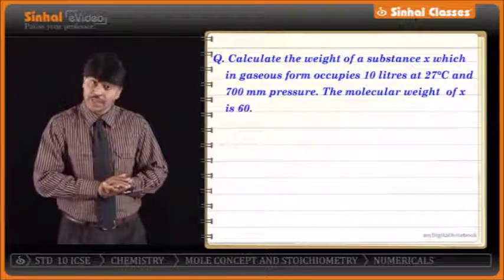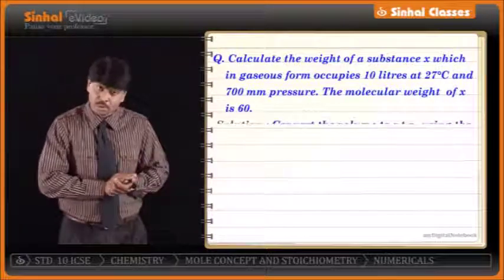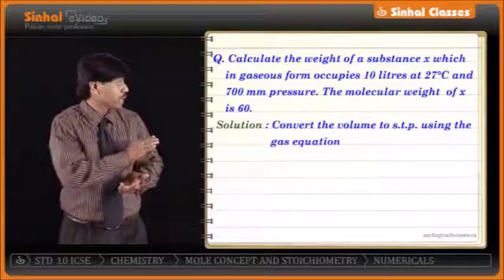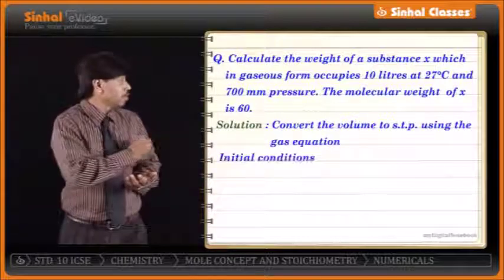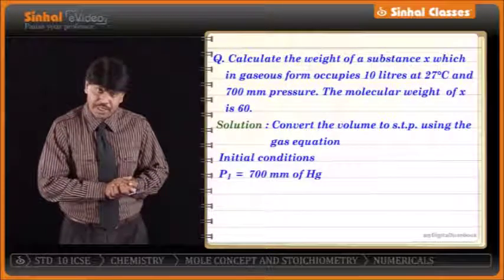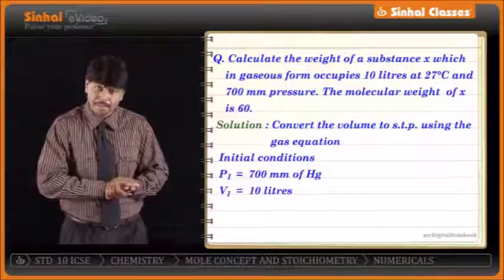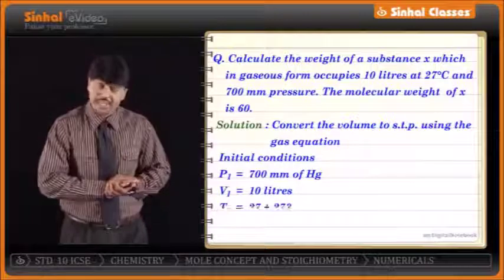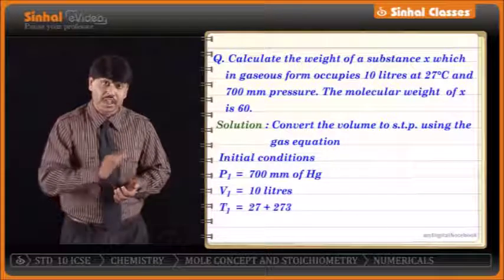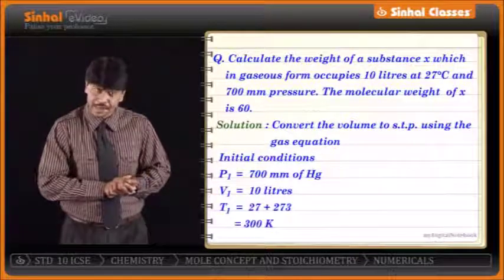Now, first and foremost thing, how to solve this numerical? Convert the volume to STP using the gas equation. Initial condition, P1, the pressure given to us is 700 mm of mercury. V1, volume, is 10 liters. Temperature was 27 degrees. Convert into Kelvin. How will you do it? Just add 273 to it. It will turn into 300 Kelvin.